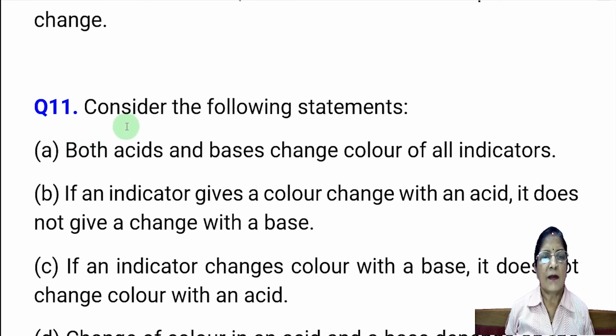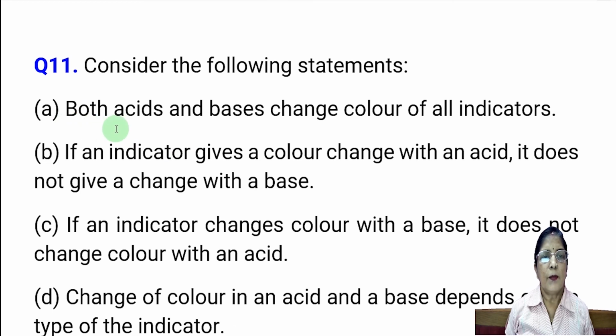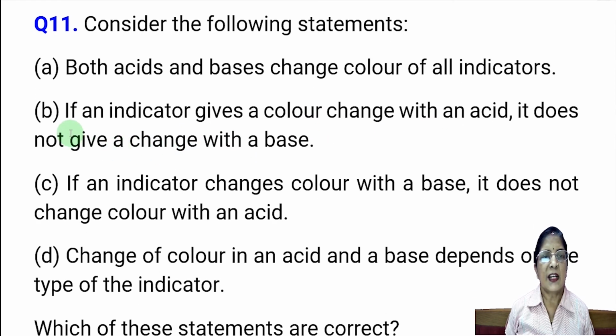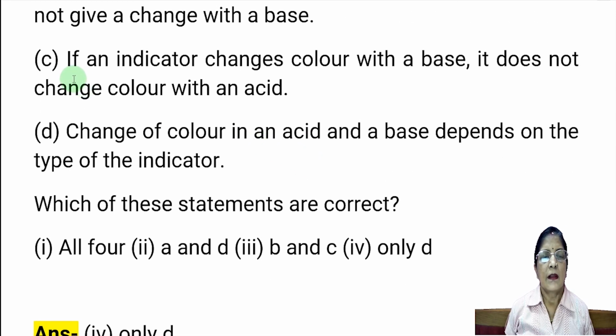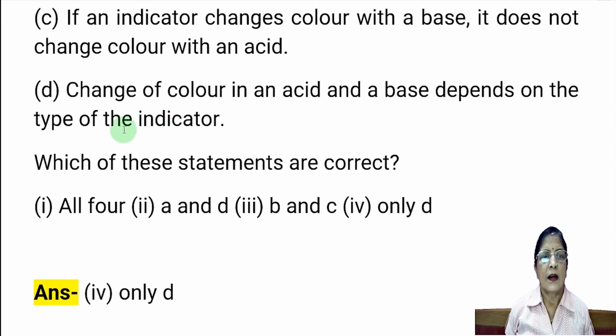Now question number 11. Consider the following statements. First statement, both acids and bases change the color of all indicators. Second statement, if an indicator gives a color change with an acid, it does not give a change with a base. Third statement, if an indicator changes color with a base, it does not change color with an acid. Fourth statement, the change of color in an acid and a base depends on the type of indicator. Now the question is, which of these statements are correct?